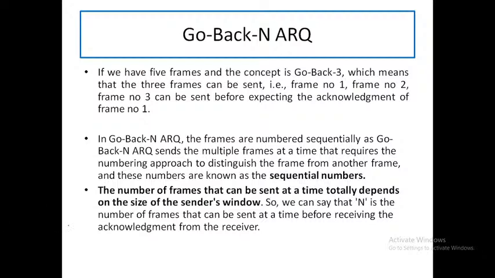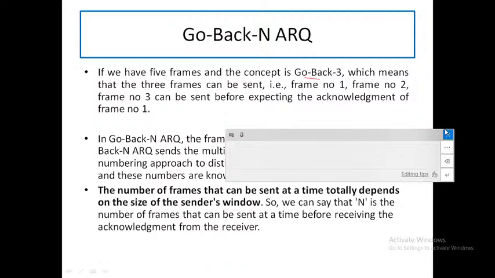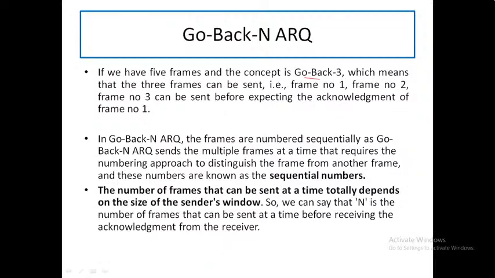All the theories are there, but still, for the sake of remembering, we can think of it this way. When we are observing Go-Back-3, what does it mean? Ultimately there will be 3 frames, frame numbers 1, 2 and 3, that can be sent before expecting the acknowledgement of frame 1. Previously one frame was sent, then the acknowledgement of the first frame would be received, then we would send the second frame.